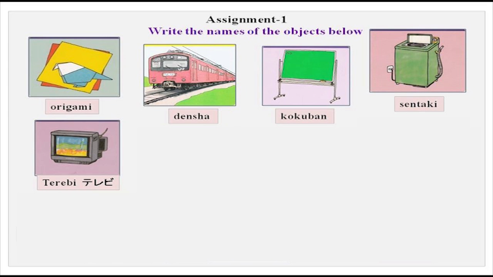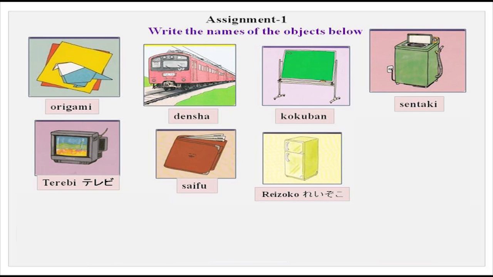Terebi. Now, you will see over here that so far we have words written in Roman for you. Now, over here you have something written in a different script. Now, this is one of the scripts of Japanese, which is katakana, which we have not done so far. We are only doing hiragana. Katakana is a script which is used for foreign words. So, terebi is television, which is English, and so we write terebi in katakana. The next word is saifu, which is a wallet. Reizouko, a refrigerator.